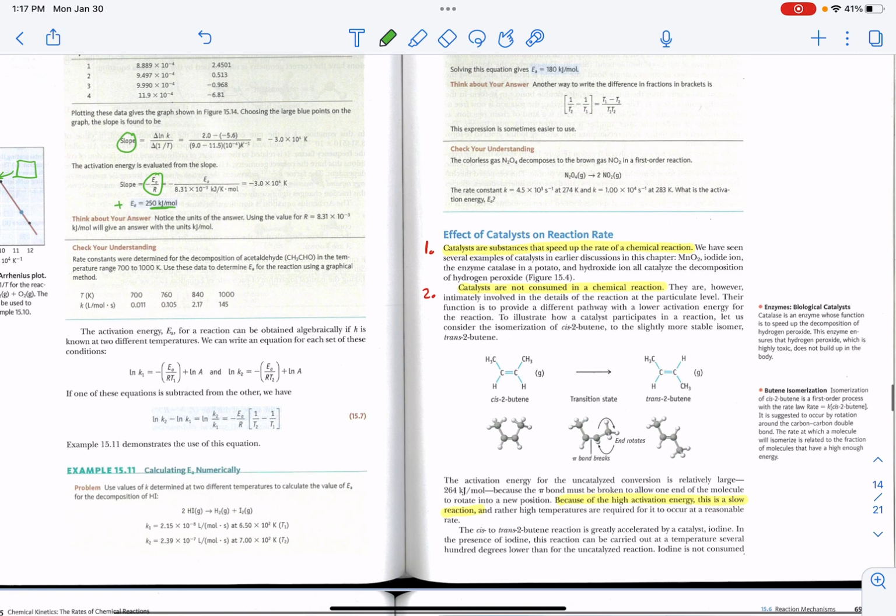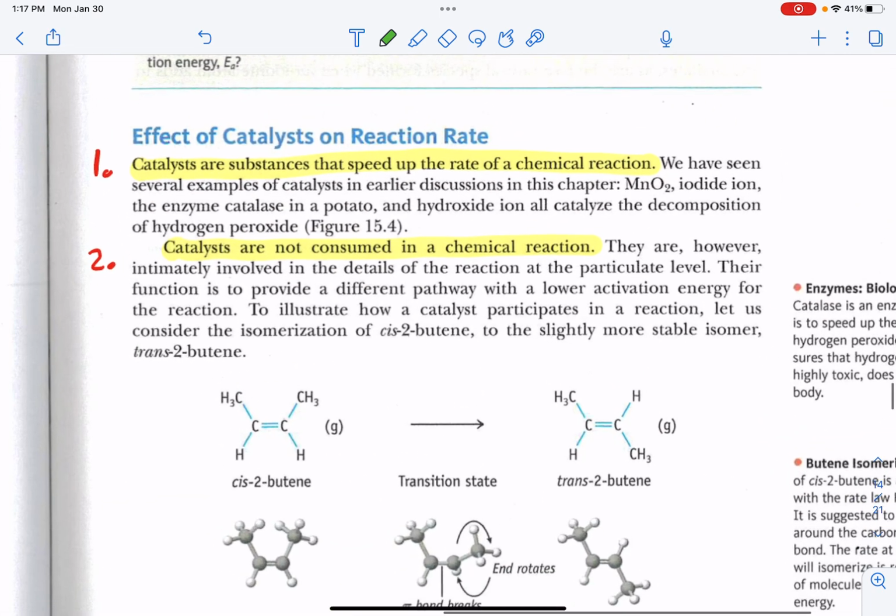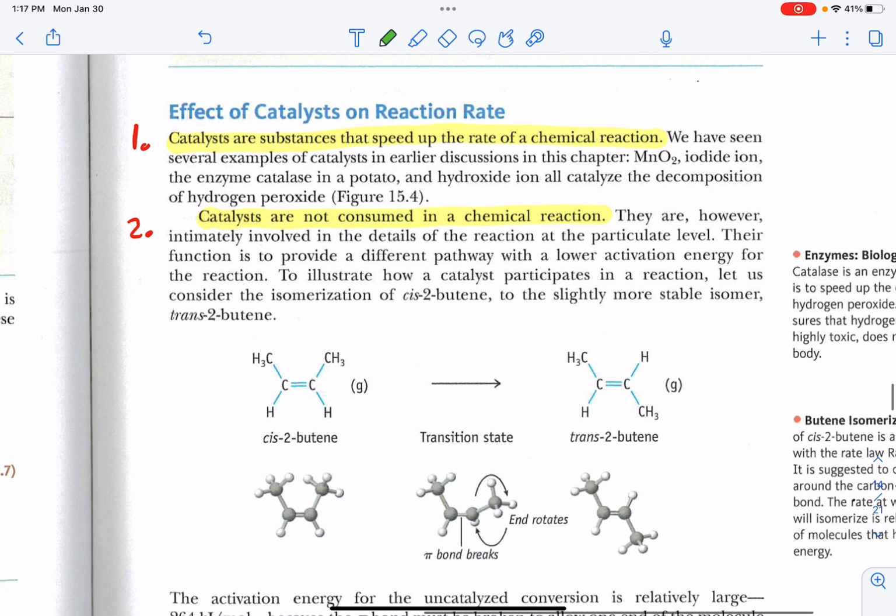And now we're going to wrap things up by looking at the effect of catalysts on reaction rate. Now, when I ask you on a test, or anyone else does, what is a catalyst? Your answer better have two parts. Part one, it speeds up the chemical reaction. Remember, enzymes are biological catalysts. But number two, it's not consumed in the process. It's not used up, which implies that you can use it over and over and over again.